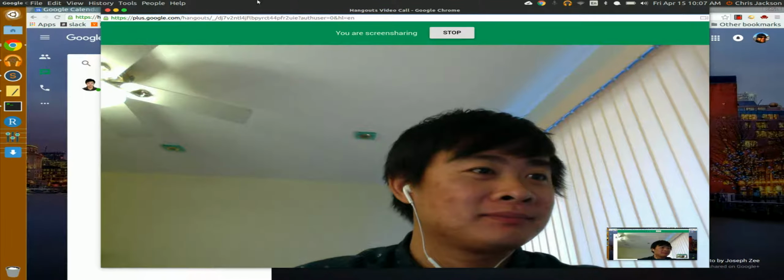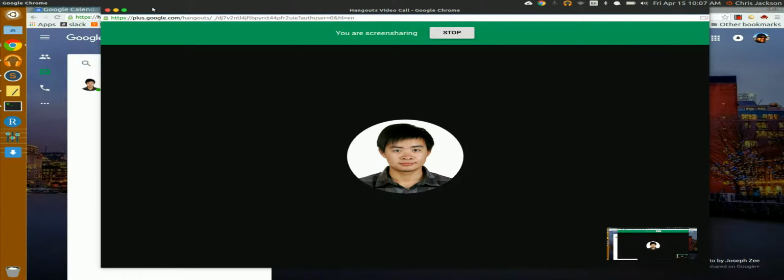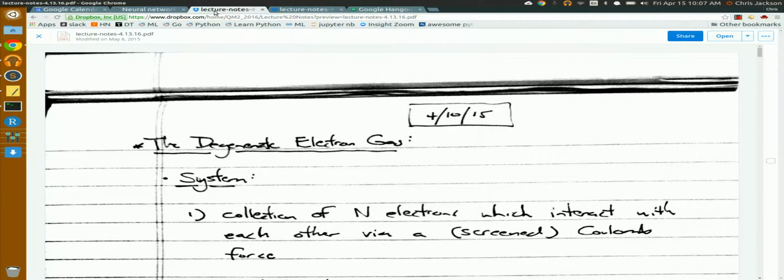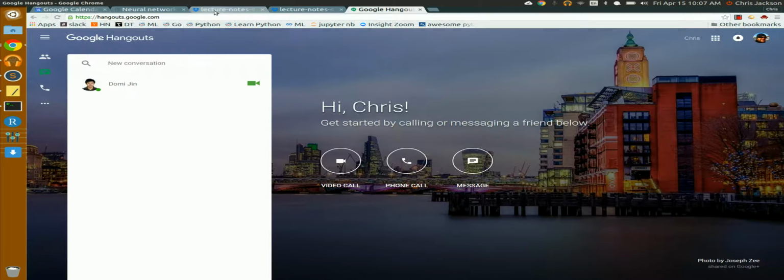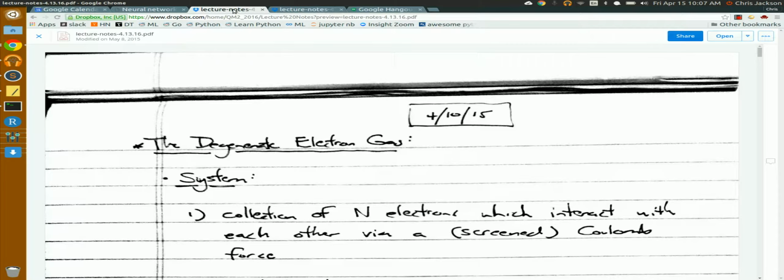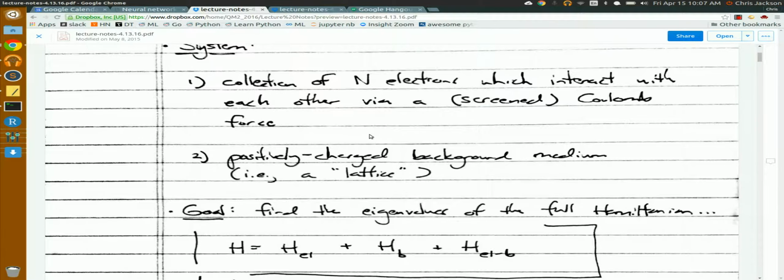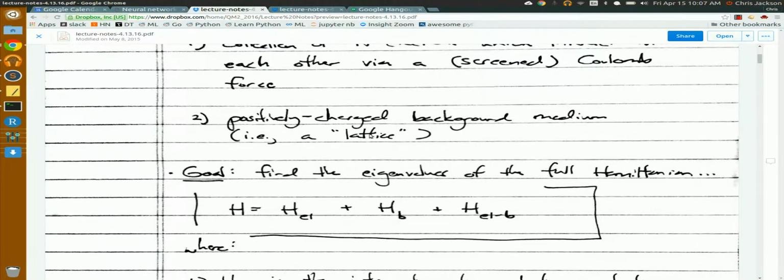All right. So, okay, let's start. Last time we had started to talk about the degenerate electron gas. This is a system of N electrons. They're obviously identical, and these electrons are free to interact with each other through a kind of screened Coulomb force, right?